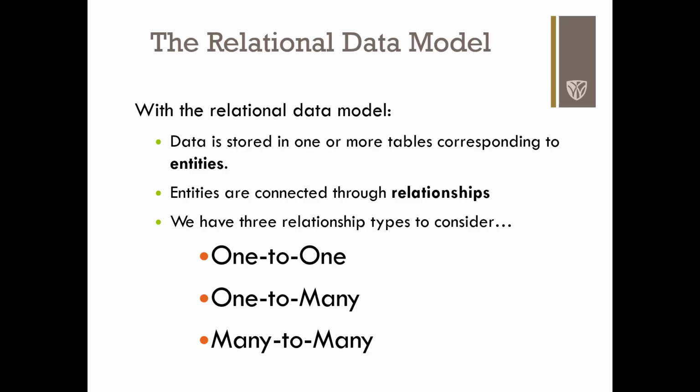Entities are connected through relationships. So a customer may be connected to an invoice. A supplier may be connected to a purchase order. Products might also be connected to invoices. For each of these relationships, we have to determine whether they are a one-to-one relationship, a one-to-many relationship, or a many-to-many relationship. So let's go through each of those in turn.